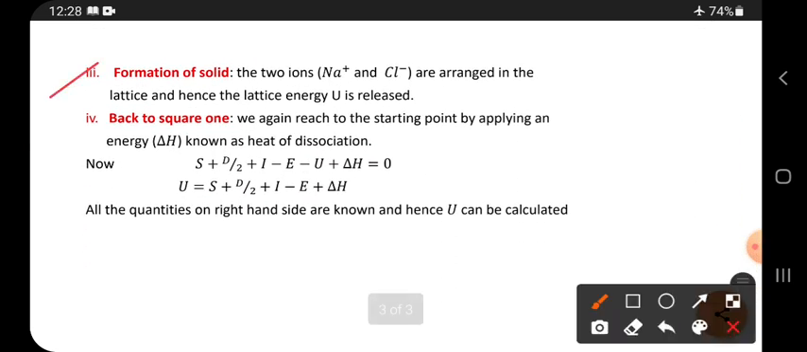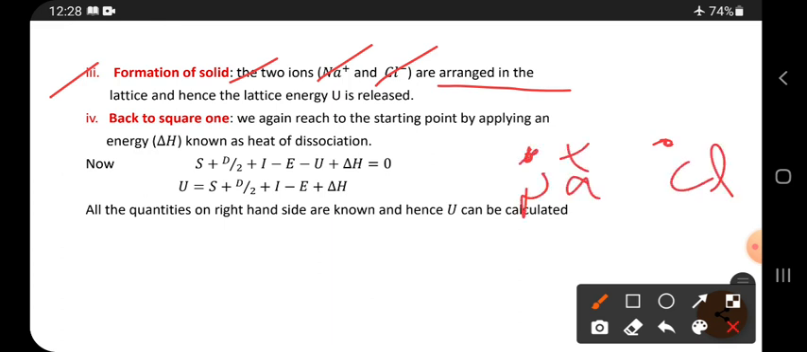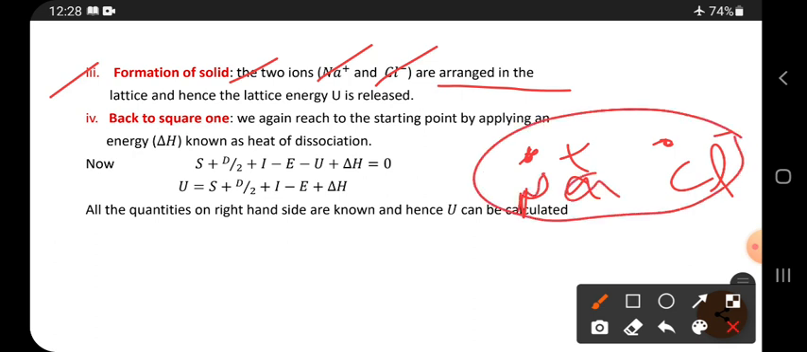Now the third point is formation of the solid. The two ions, sodium ion and chlorine ion, are arranged in the lattice, and hence the lattice energy is released. Suppose this is one lattice point and this is another lattice point. If you arrange the sodium ion here and the chlorine ion here, they are arranged in their respective positions in the lattice. Then they give energy outside. That energy given out is called lattice energy.